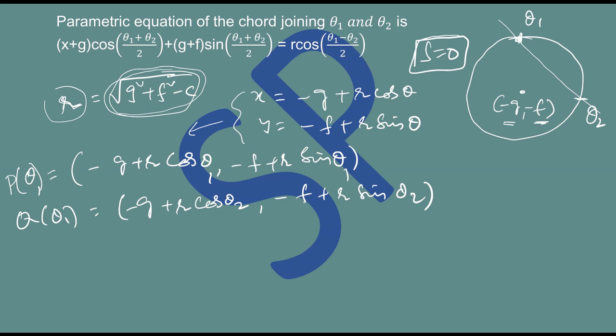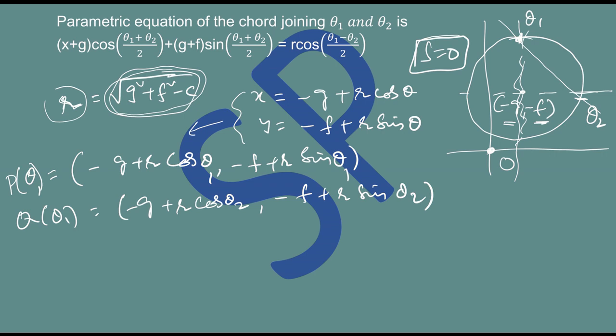Now we have to find the chord joining these two. You can see how lengthy it is going to be. So to make the thing simple, this is what I am going to do. Suppose I have the origin somewhere here. Okay, that is the origin. Now I am going to shift the origin to this point. So this is going to be my new x-axis and this is going to be my new y-axis.